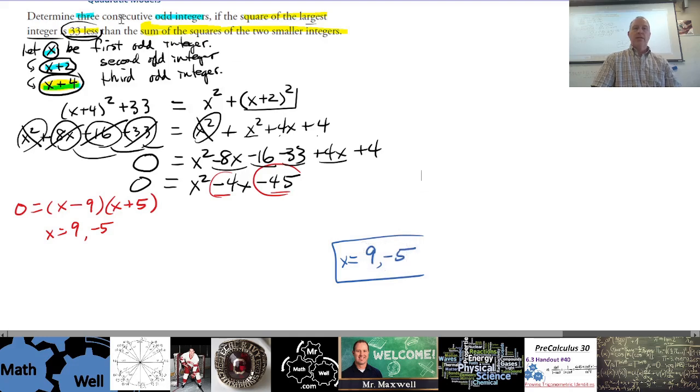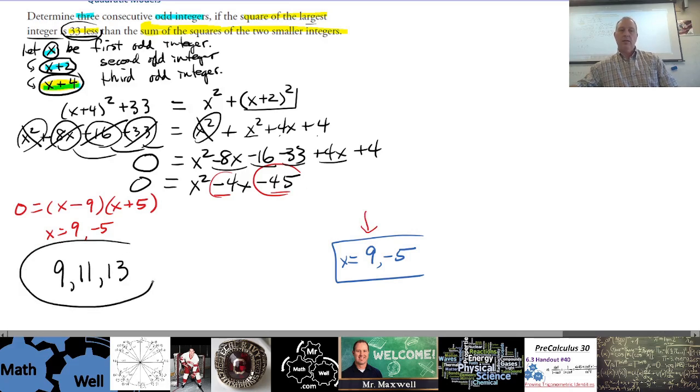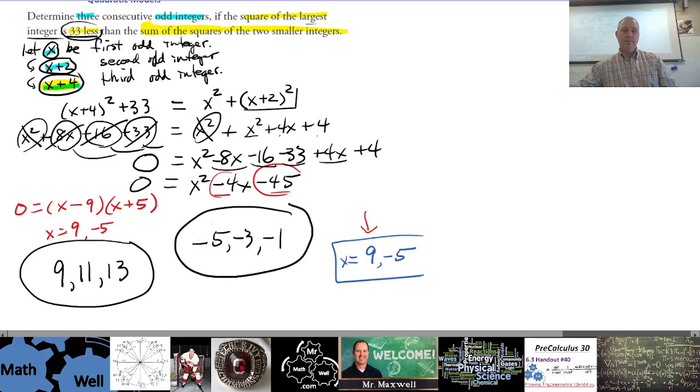Now, 3 consecutive odd integers. Remember what we let x equal? X was the first odd integer. So let's say that x is 9. Then I have 3 consecutive odd integers of 9, 11, and 13. You see that? And if negative 5 was the first odd integer, I have negative 5. The next one up is -3. The next one up is -1. You see that? Odd, odd. Okay. Those are two possible solution sets now, given that x could be two numbers.